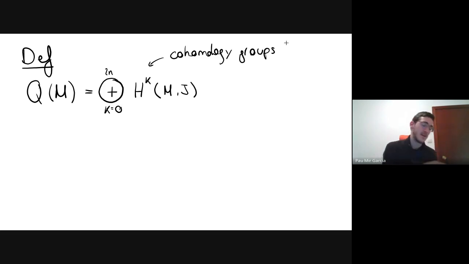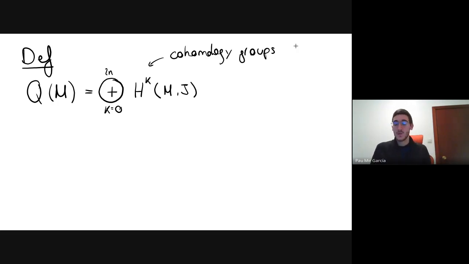So at this point, the natural thing is to observe that the quantization of a manifold in general can be difficult to compute via this definition. This definition does not give us a direct way to compute the quantization, but it's telling us that we should compute the cohomology groups associated to the sheaf cohomology, and then we would sum. If we sum all of them, we have the quantization of our manifold.